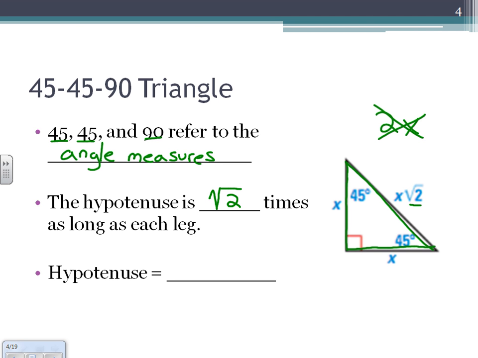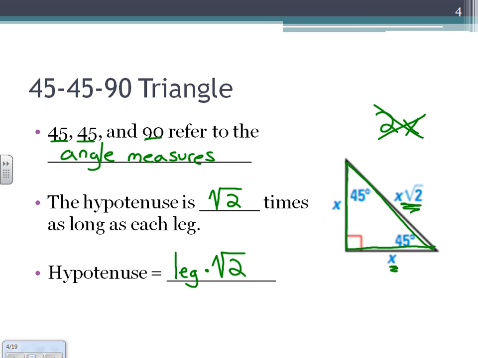Okay? So if we were to write this as a formula, we could say that the hypotenuse equals the leg times what? Leg times square root of 2. So the hypotenuse, the long side, is equal to my shorter side, the leg, times square root of 2. And you can see that right here. X is my leg. To get to the hypotenuse, I need to multiply it by square root of 2. Okay? Are there any questions about that?